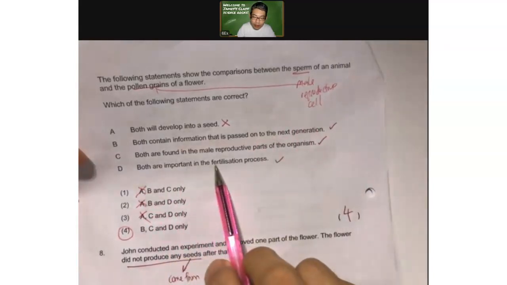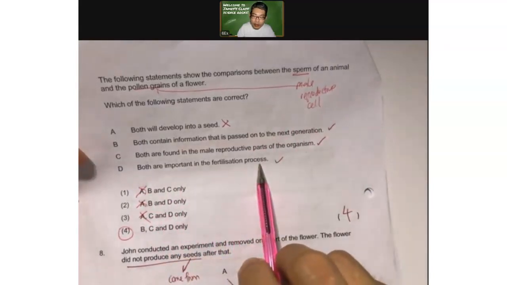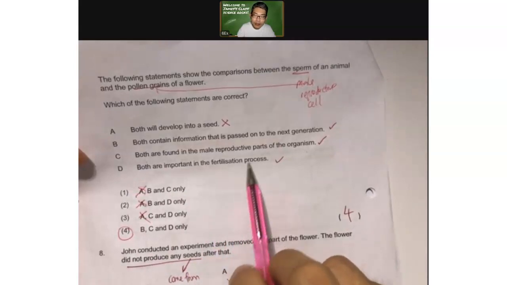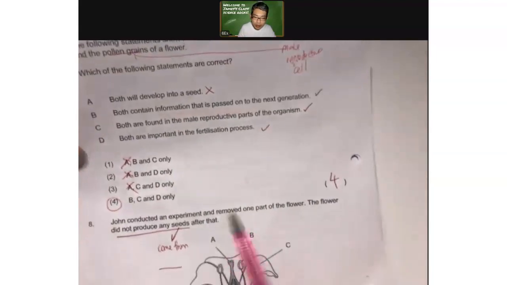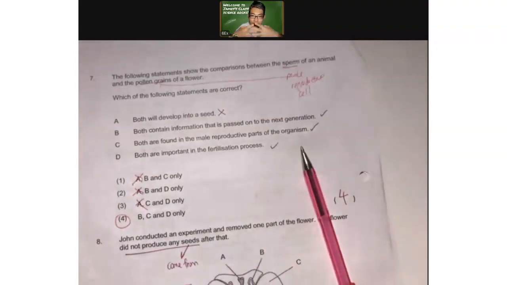Both are important in fertilization process. Definitely, without the male reproductive cell, there is no fertilization. Okay, so fertilization is the fusing of the male and the female reproductive cell. They must come together. So B, C, D are correct.